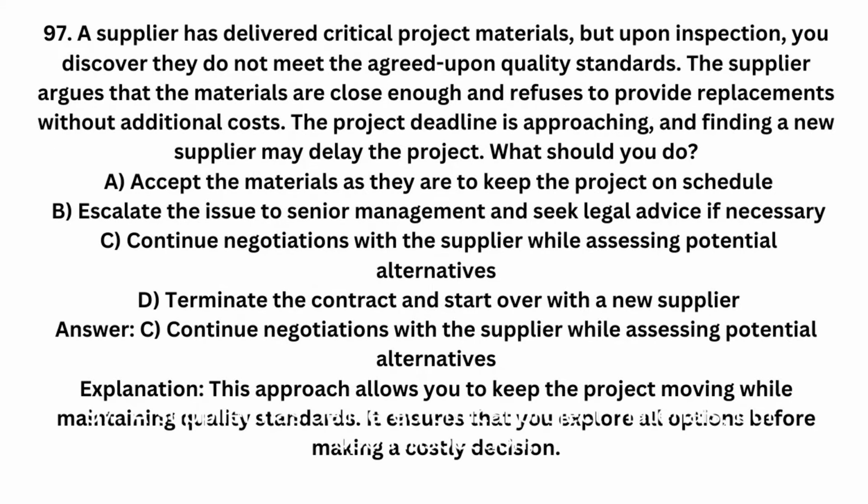97. A supplier has delivered critical project materials, but upon inspection, you discover they do not meet the agreed-upon quality standards. The supplier argues that the materials are close enough and refuses to provide replacements without additional costs. The project deadline is approaching, and finding a new supplier may delay the project. What should you do? A.